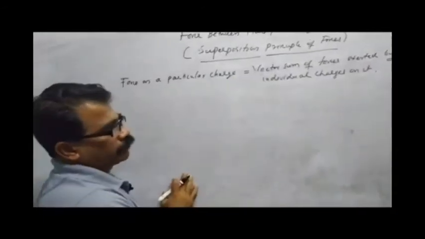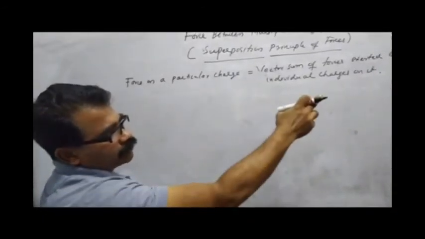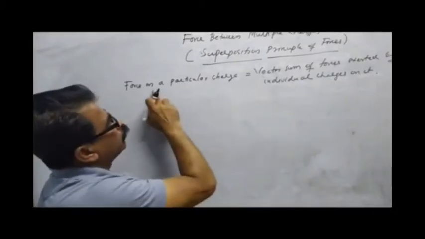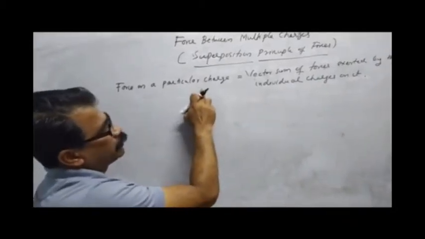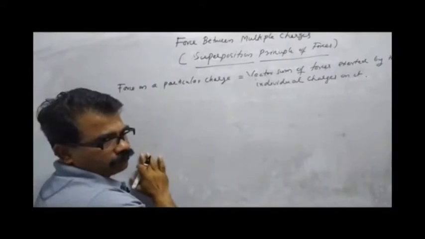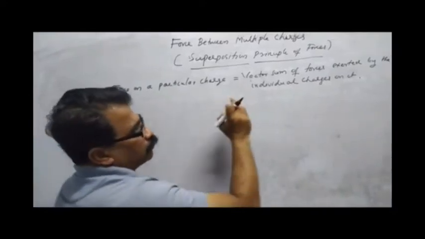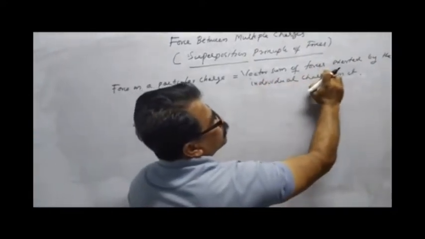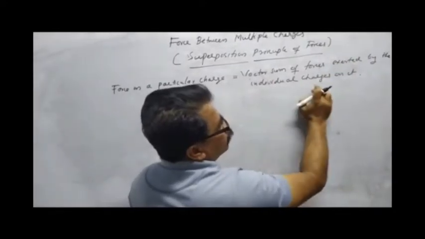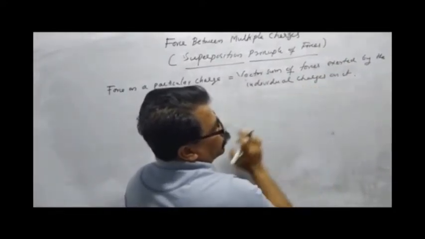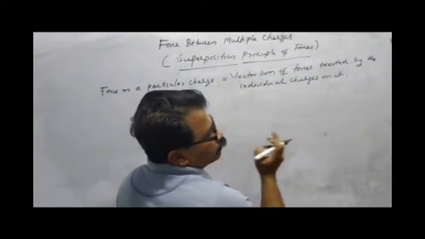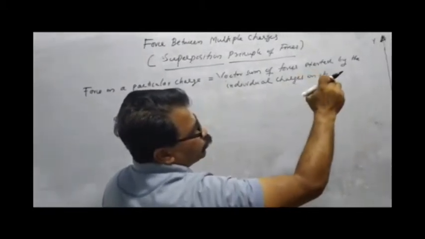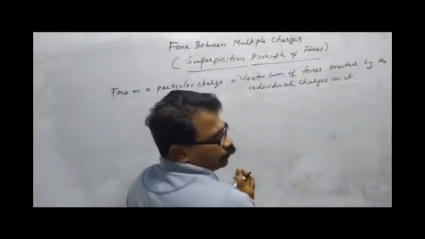And we have an example: the force on a particular charge, the particular charge being q1, is equal to the vector sum of the forces exerted by the individual charges on it. What are the individual charges? The other individual charges q2 and q3.